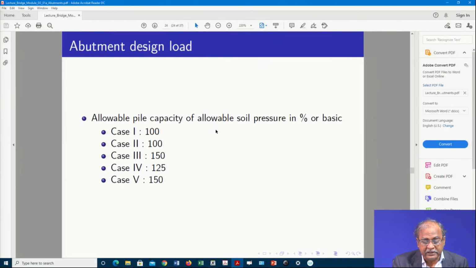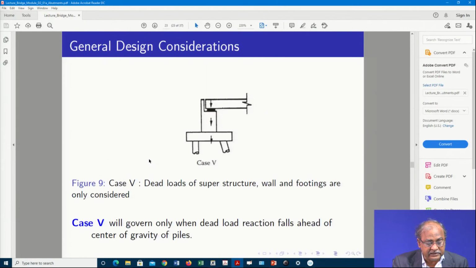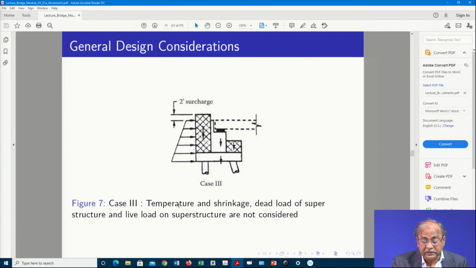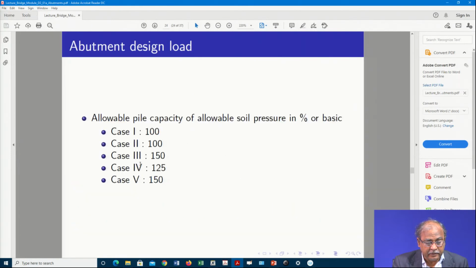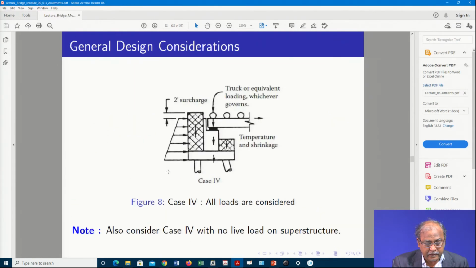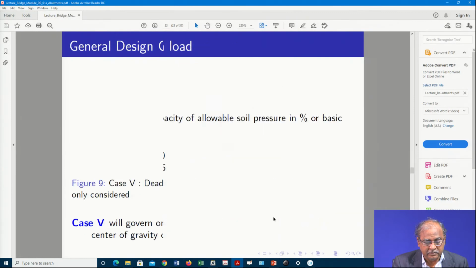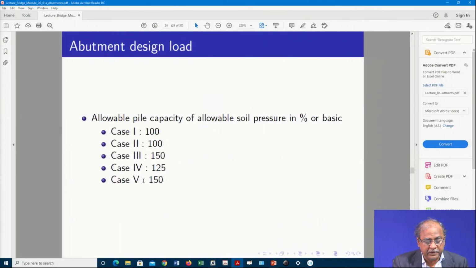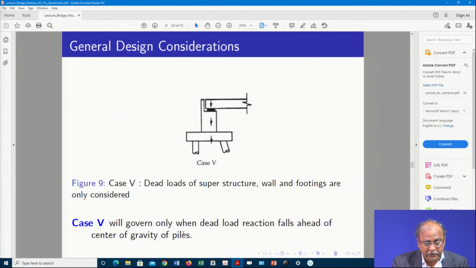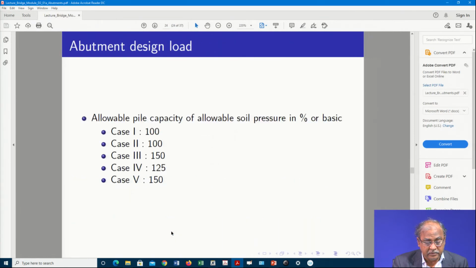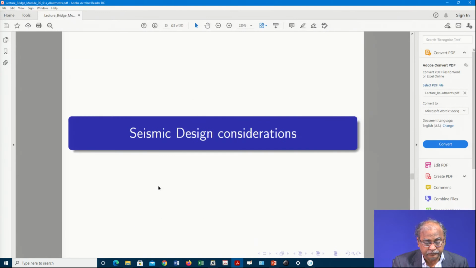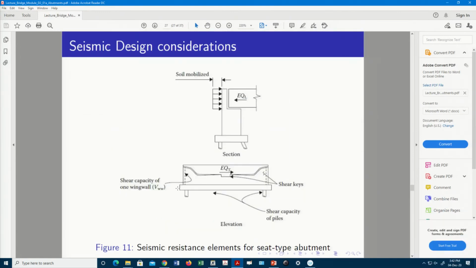Allowable pile capacity or allowable soil pressure, as a percentage of basic 100: for case 3, with temperature and shrinkage, it is 150. Similarly case 4, where all loads are considered, is 125. Then case 5 will govern only when the dead load reaction falls ahead of the center of gravity of the piles, and then it is 150. We consider seismic design for different kinds of things and calculate the values.